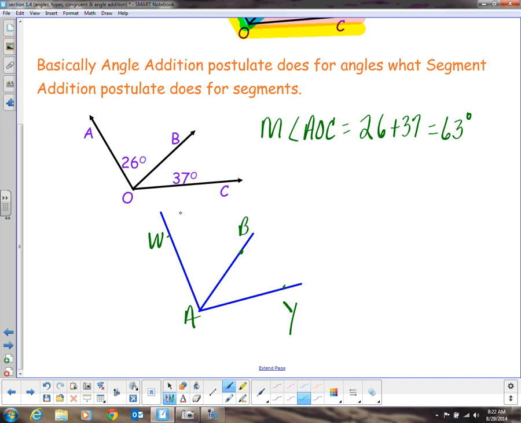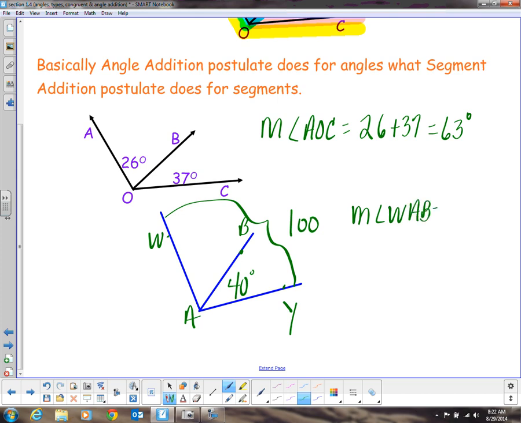W-A-Y-P. All right. Oh, it's B. What if I tell you that this whole thing is 100? Notice, I will never draw my pictures to scale because I want to make sure you know the geometry and you're not looking at the diagram. I will purposely not draw them to scale. If this is 40 degrees, what's the measure of angle WAB?